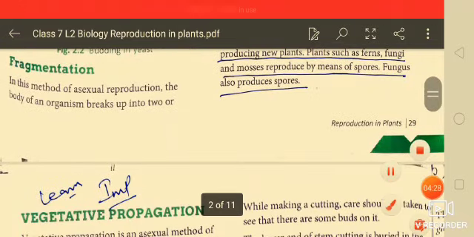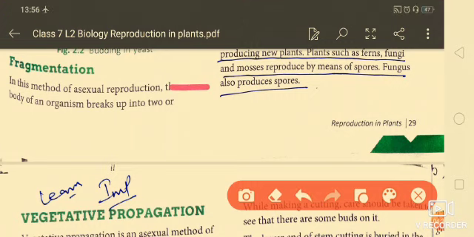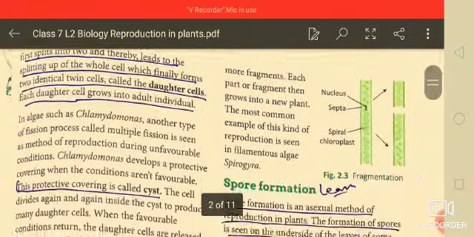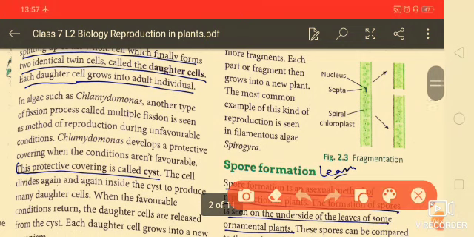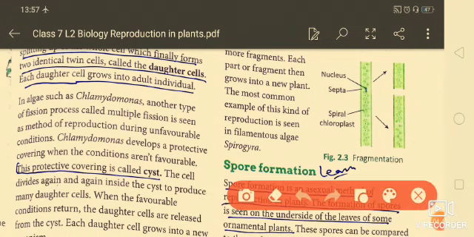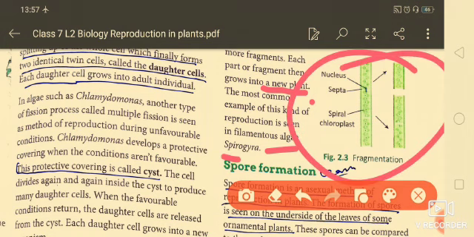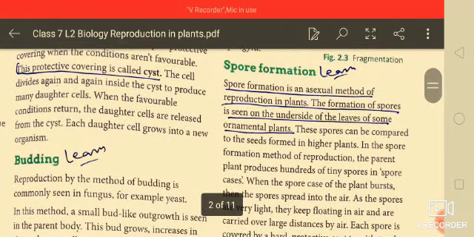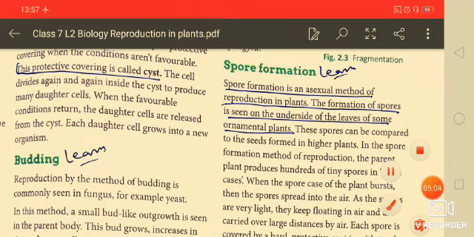Next one is fragmentation, students. This is also an asexual mode of reproduction. The body of the organism in this method breaks up into two or more fragments and each fragment grows into a new plant. The most common example of this kind of reproduction, that means an example of fragmentation, is found in spirogyra. Okay, so each fragment will form a new daughter cell and that will grow independently.